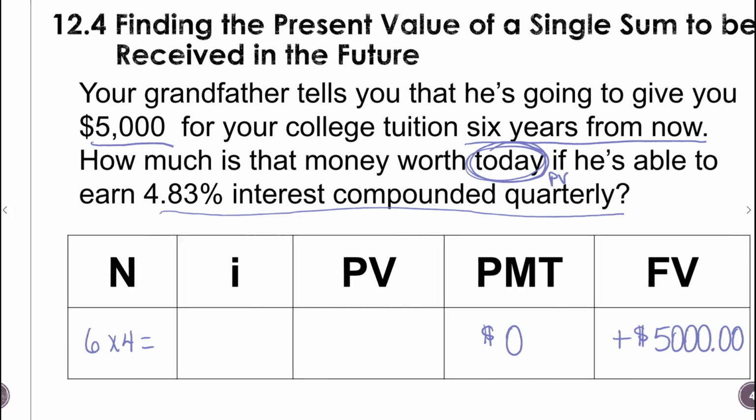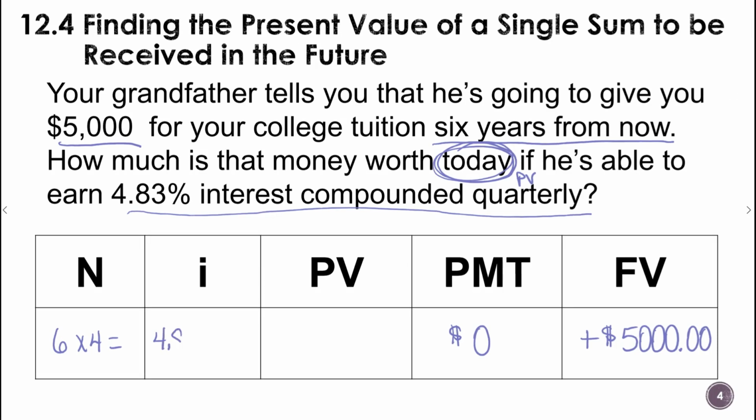And then our interest rate will be divided by 4 because it's compounded quarterly. So we divide by 4. Don't forget your equal sign before you press your I/Y key. And then our present value is actually what we're going to compute, to figure out what this amount was that grows to $5,000.